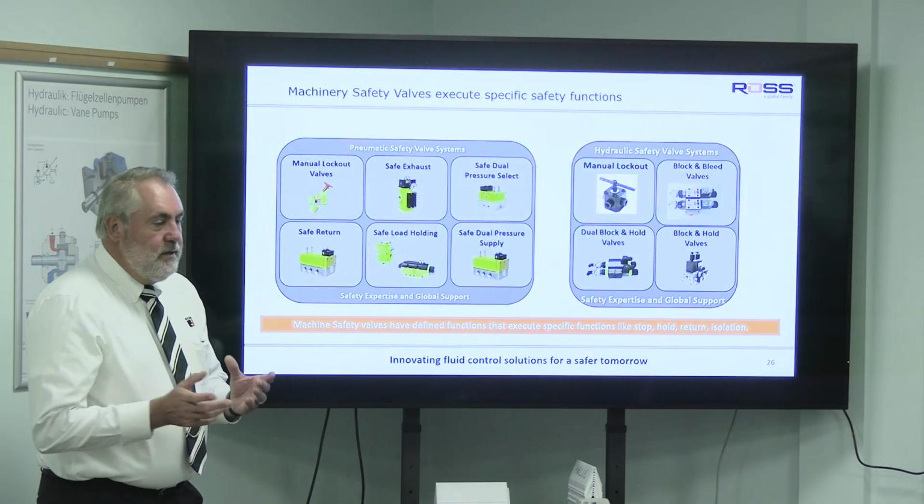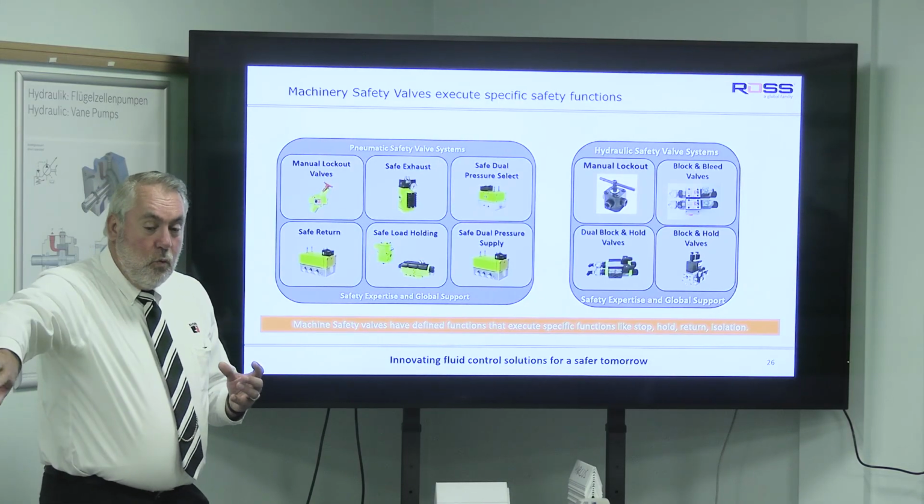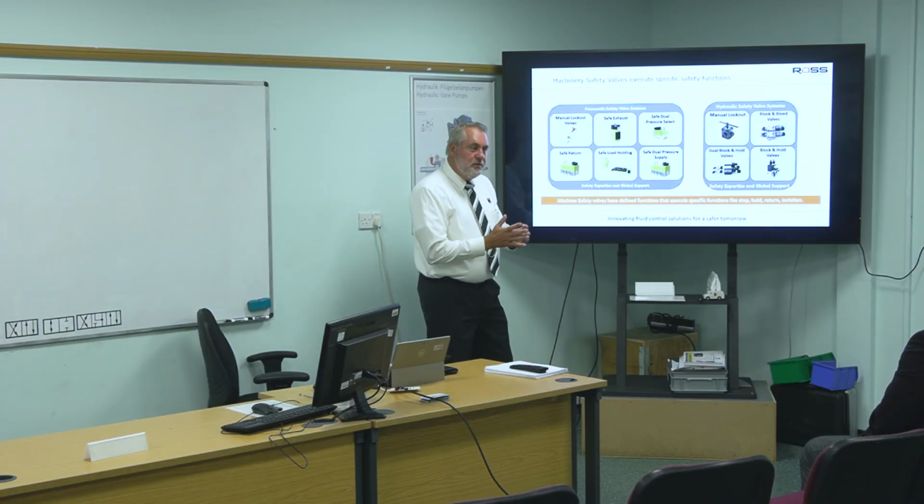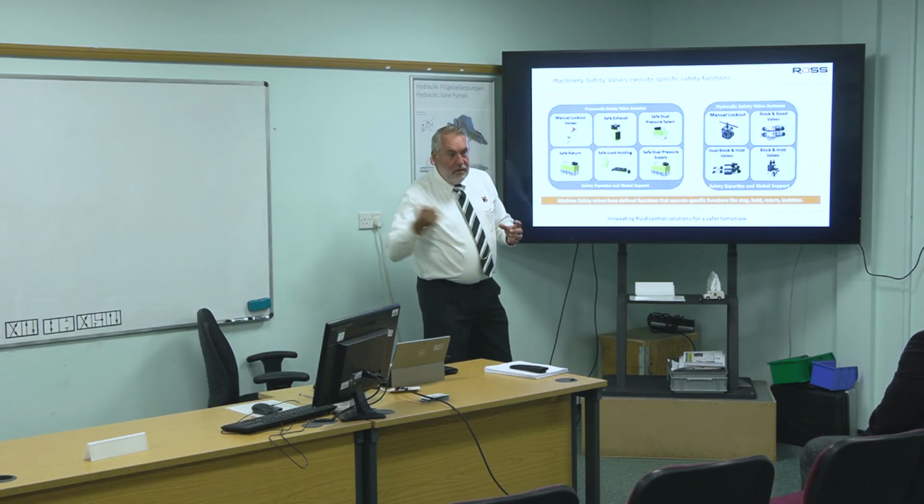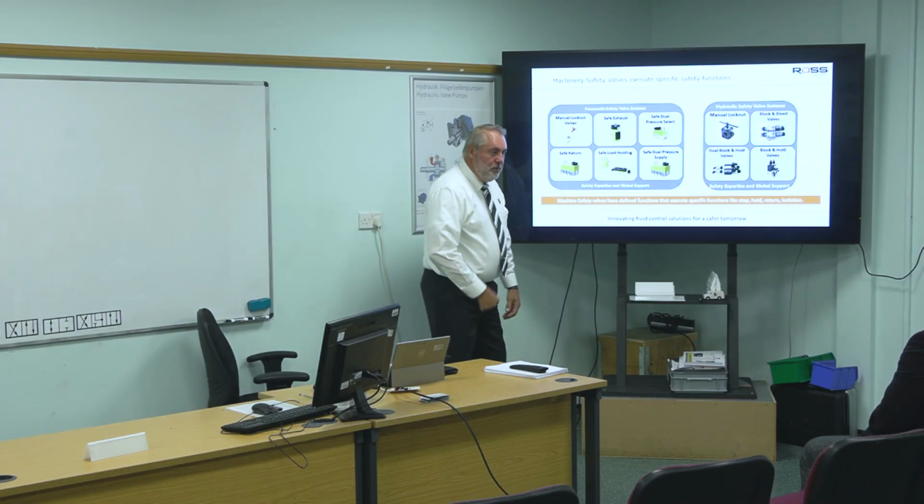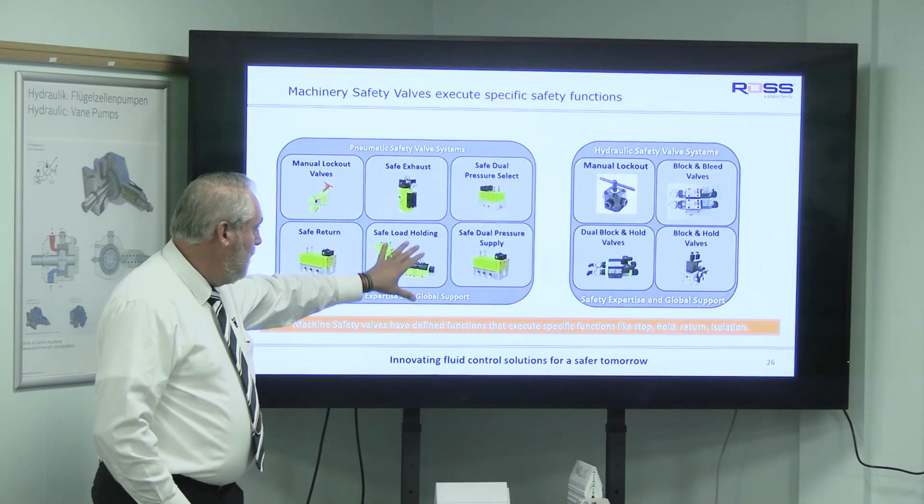Then sometimes you've got an unsafe situation that you want to get that hazard away from the operator. So that's where we would use the safe return valve. You stop the direction of the actuator, send it in the opposite direction. Then you've got things called safe load holding. Sometimes you want to stop and hold that load. You don't want it to move anymore, so you get into load holding.